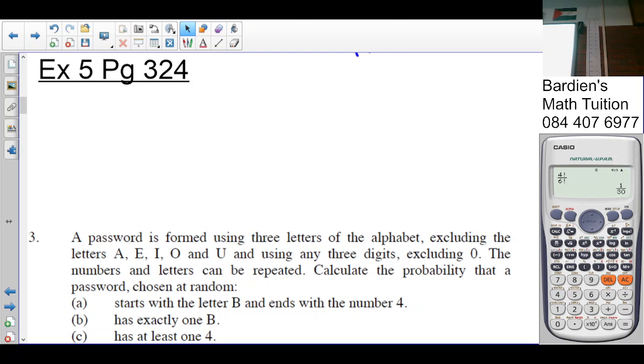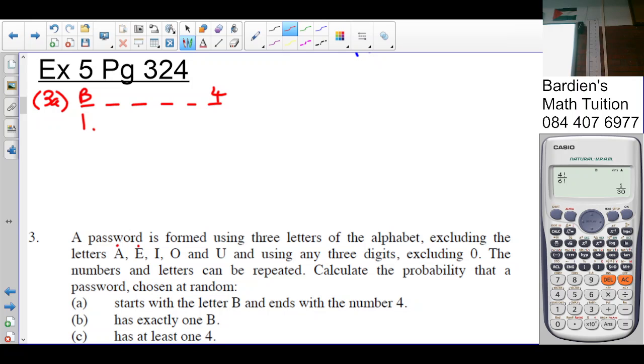In the first case, 3A. So it's a 6-character combination: 1, 2, 3, 4, 5, 6. Starts with the letter B and ends with the digit 4. The password is formed using 3 letters, excluding vowels, and using any 3 digits. The numbers and letters can be repeated. So how many options do I have for bit 1? There's one option here. For bit 2, how many options? How many letters are there in the alphabet?